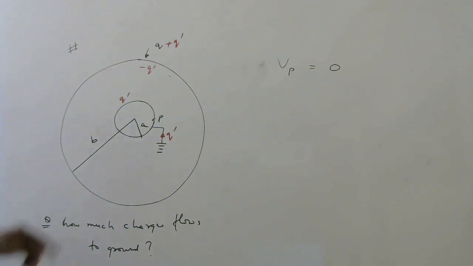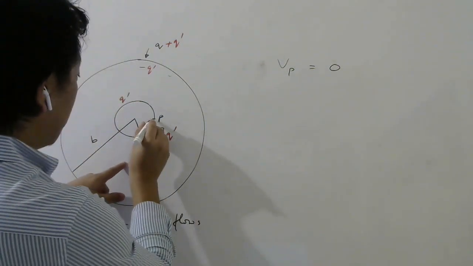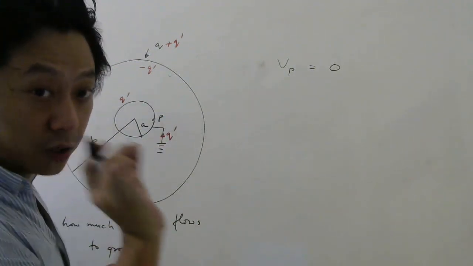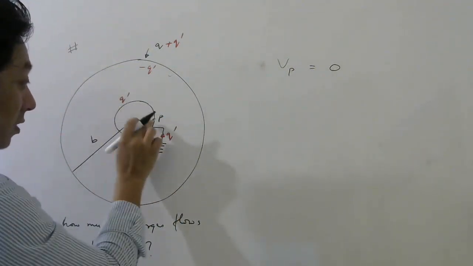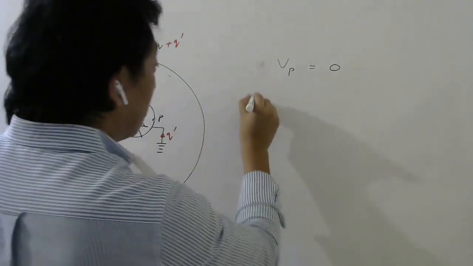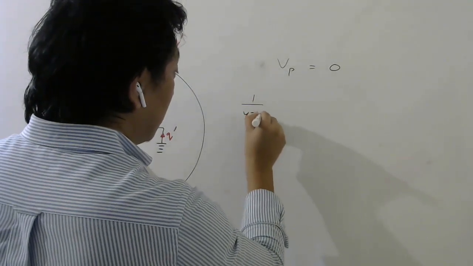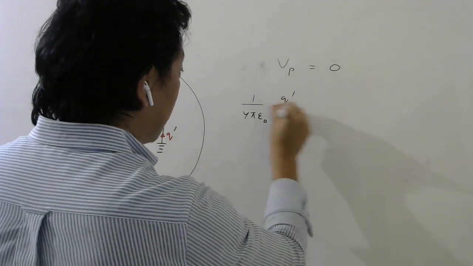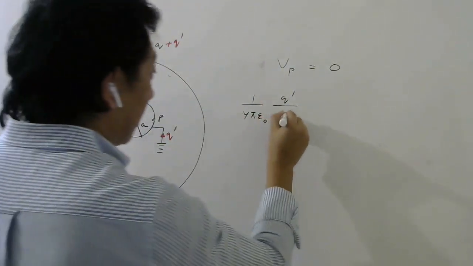Correct now? Okay. Now tell me, what is the potential here due to this charge? For this charge, where is this point? On the surface. For this charge, this point is on the surface. So use the formula for potential on the surface: 1 by 4 pi epsilon naught q dash divided by radius of this shell, I wrote A.